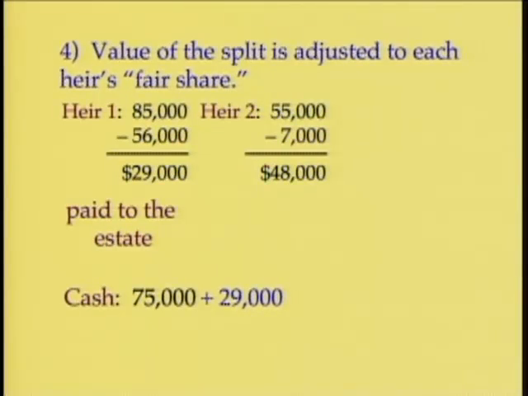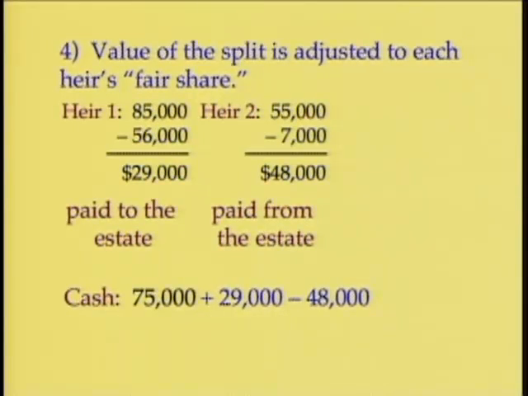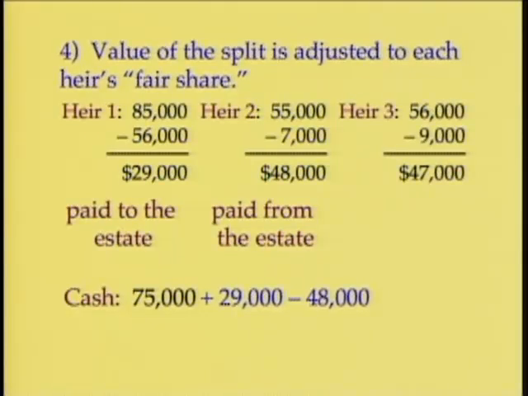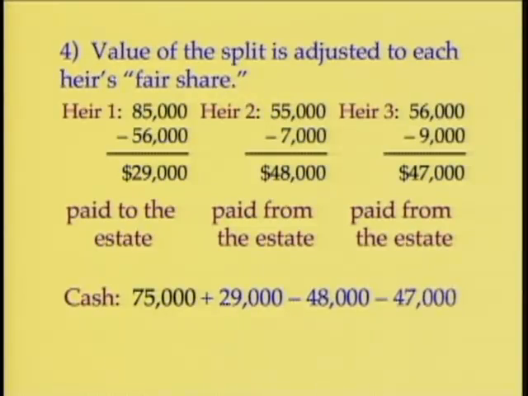Okay, so heir 1, when we subtract, they would receive $48,000 paid from the estate. That's removed from the amount of cash that we have on hand. And heir 3 received the car, I think. The difference between what they consider their fair share and the car's value is $47,000. So we take that out of the estate and pay that to them. And when we're all done with this, we still have a little bit of money left over. There's $9,000 left out of the cash.